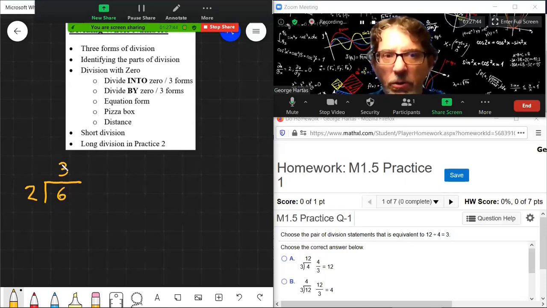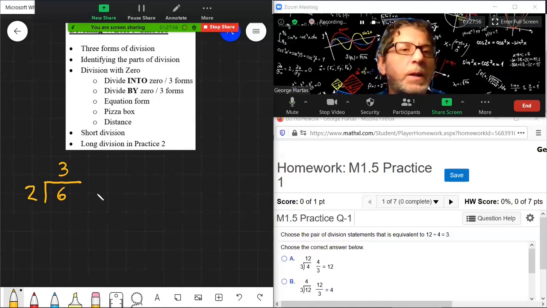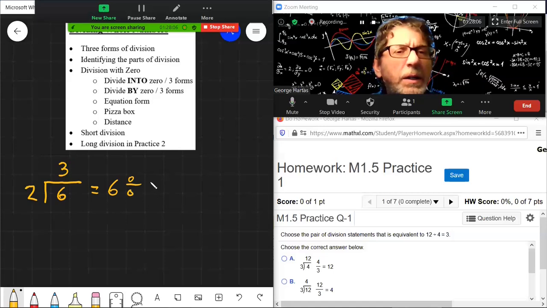These are the 3 groups of 2 that can divide evenly into 6. 2 divides into 6 3 times. So this is one way to represent it. Another way to look at it is this way. 6 divided by 2, which is, again, 3. So 6 divided by 2 is 3.